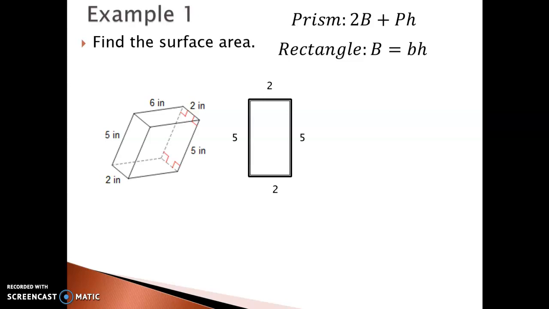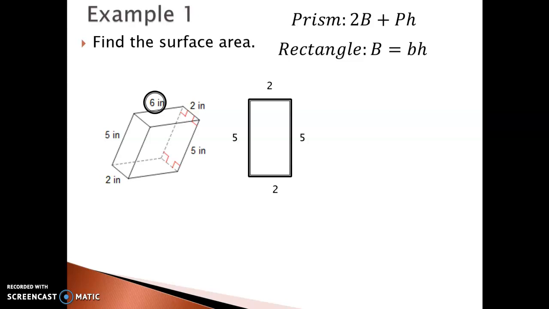I'm going to go ahead and circle this 6 inches because that is the length from one of the 2 by 5 rectangles to the other 2 by 5 rectangle. So that is the height of my prism. Now I'm going to circle the 6. I'm going to leave it alone for now. We're going to find everything else first, and then we'll put it back into the original formula.